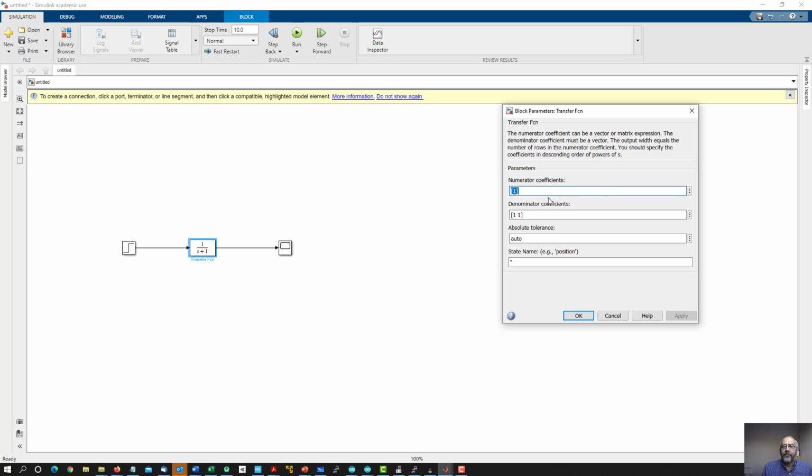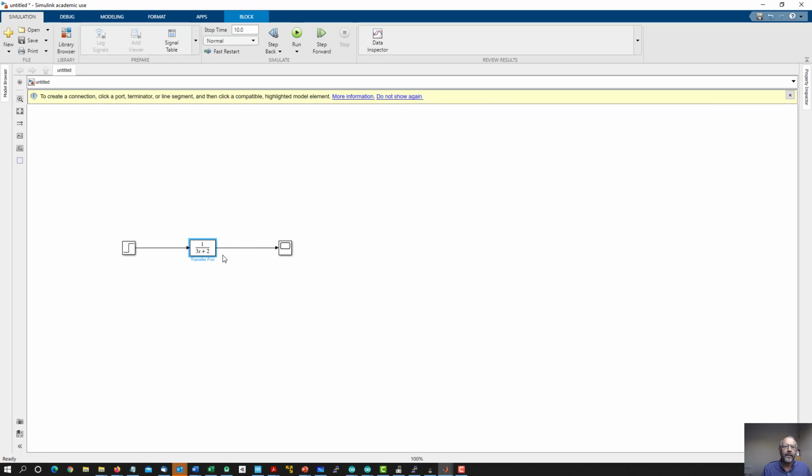We can change that. You can separately define the numerator and the denominator coefficients. So the 1 up here, that's because we have a 1 in the numerator. The denominator coefficients, it's 1 and 1. The first one is for S, the second one is the constant. So if I would, for example, use 3, 2 here, you see that the function changes to 1 over 3s plus 2.